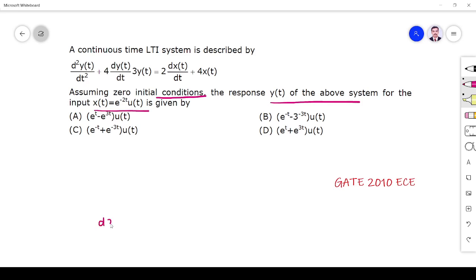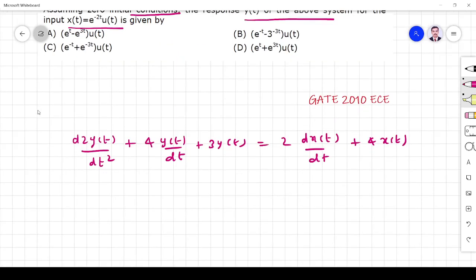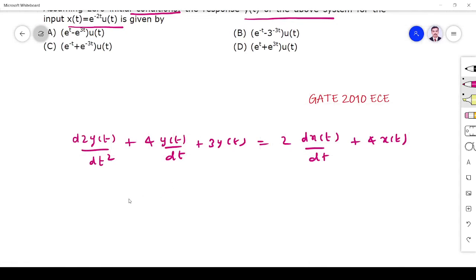The system equation is d squared y(t)/dt squared plus 4 dy(t)/dt plus 3 y(t), it is plus here, equal to 2 dx(t)/dt plus 4 x(t). Okay, so I want to find the response y(t) when x(t) is equal to e^(-2t) u(t).